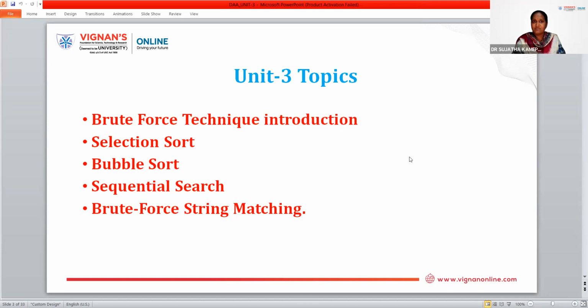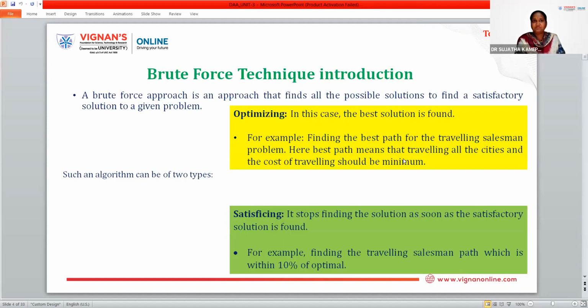In this session, we are going to discuss about the introduction to brute force technique. Coming to brute force approach, this is an approach that finds all the possible solutions to find a satisfactory solution to the given problem. The brute force algorithm tries out all the possibilities till a satisfactory solution is found.